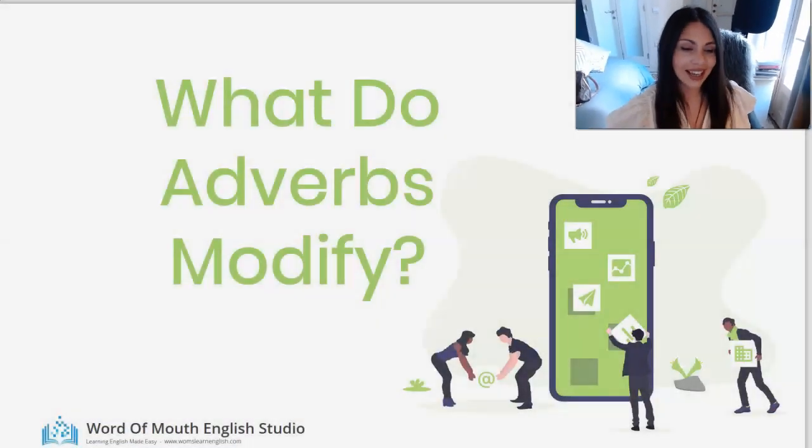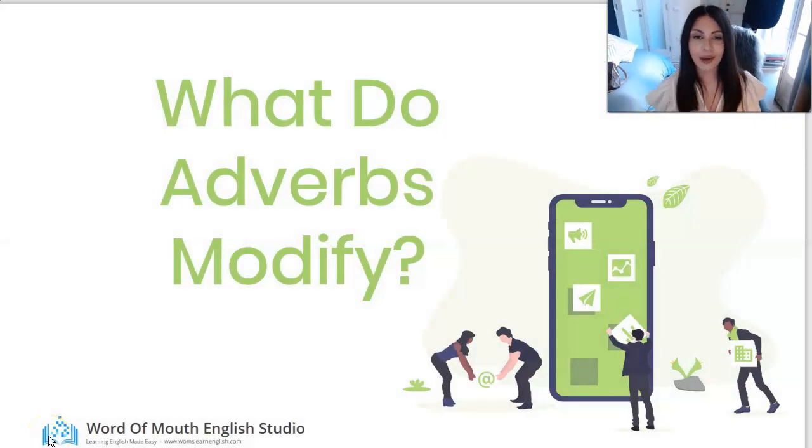Today we have a grammar lesson on adverbs and adjectives in which we'll be discussing all the possible forms and functions and many other questions that are frequently asked with regard to the adverbs of modification. So let's start by asking ourselves a very basic question on adverbs. What do adverbs modify? That's the first question.